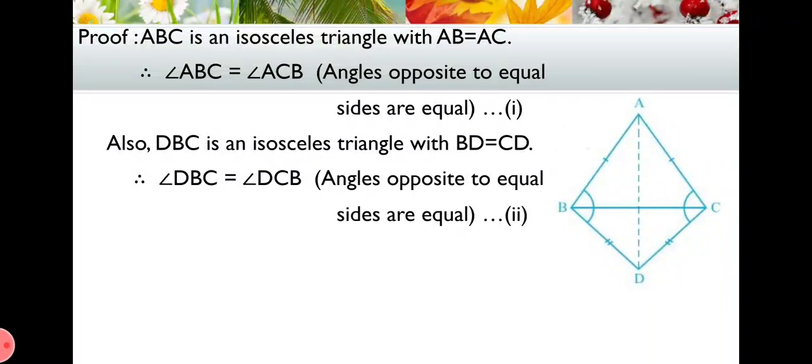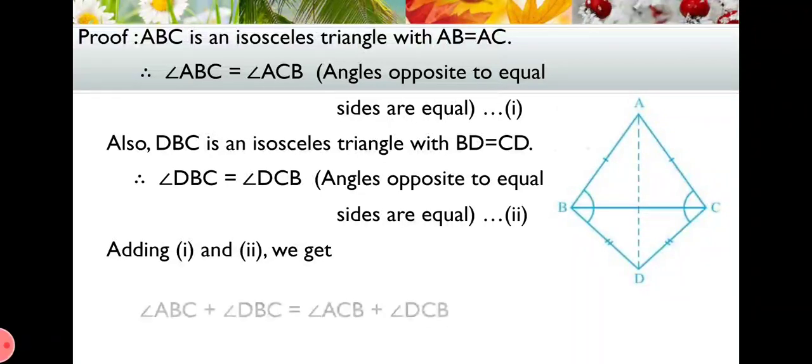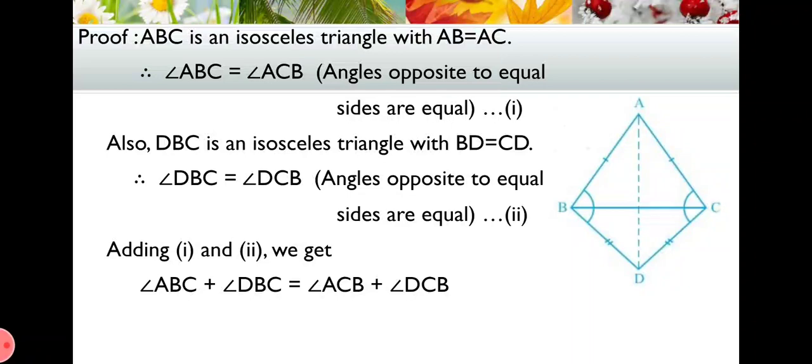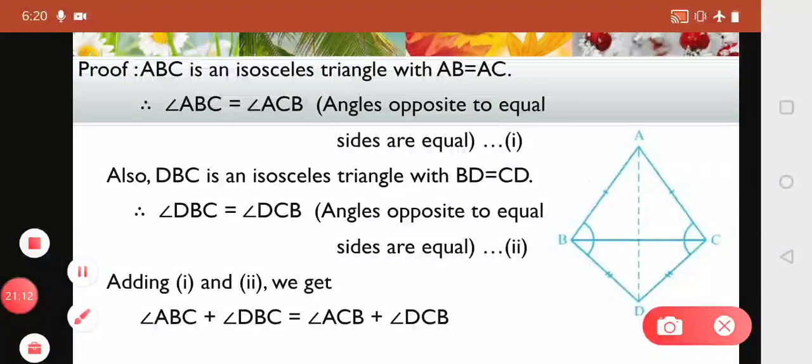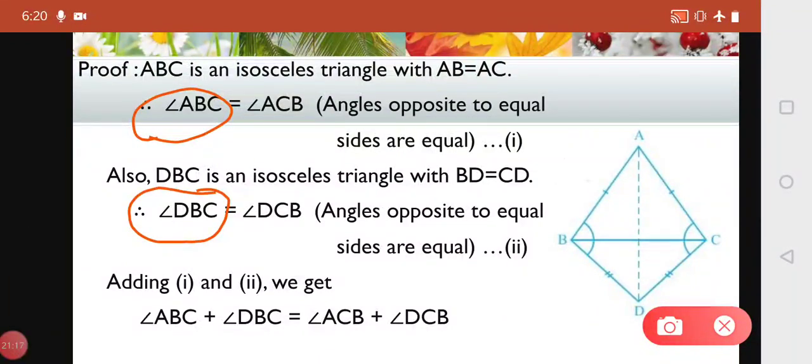Call it number 2. Now adding 1 and 2: 1 is angle ABC equals angle ACB and 2 is angle DBC equals angle DCB. So we add both the equations. Adding left hand side with left hand side and right hand side with right hand side, we get angle ABC plus angle DBC equals angle ACB plus angle DCB.